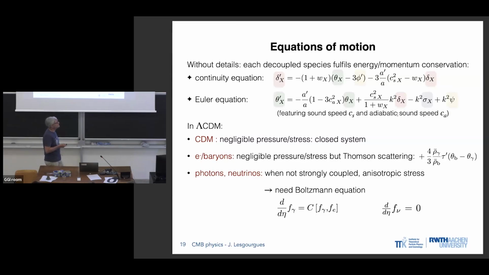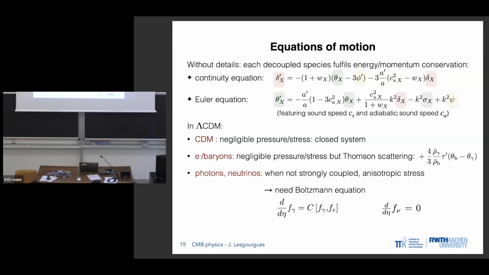And so for electrons or baryons, you should add here a term which contains the Thomson scattering rate that I can express as a gamma or as a tau prime, multiplied by the difference between the velocity of baryons and photons. And we will see what is the role of this term later on.